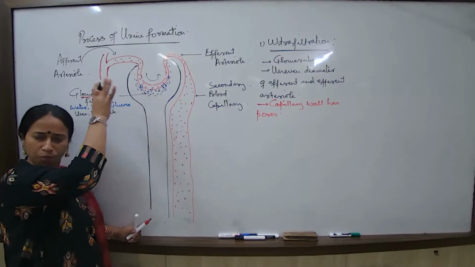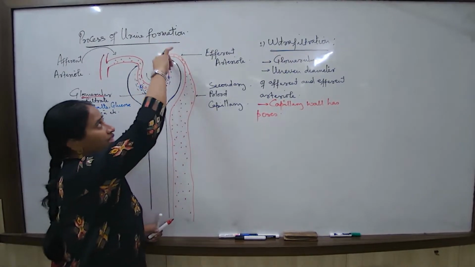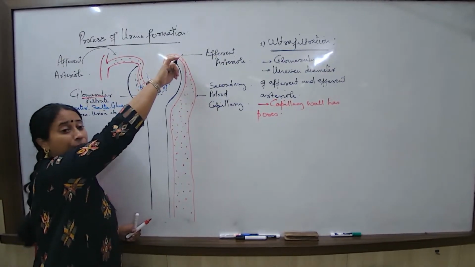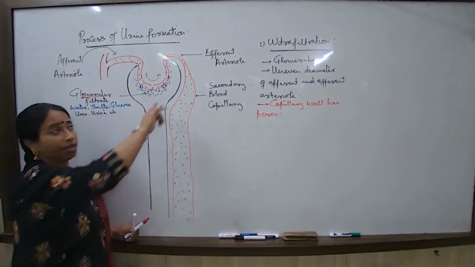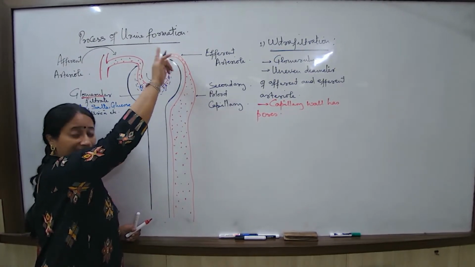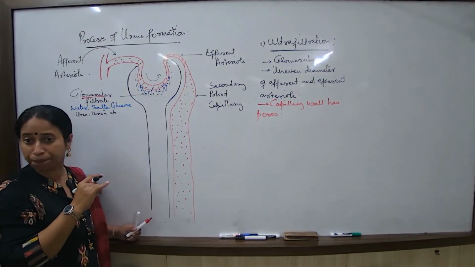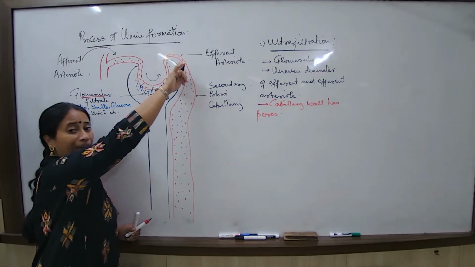So now think, if the blood which was entering the nephron has already given away almost 90% of its water, then the blood which is going into the efferent arteriole, is it comparatively thicker? Is the blood in the efferent arteriole comparatively thicker? Yes. The blood in the efferent arteriole is comparatively thicker.